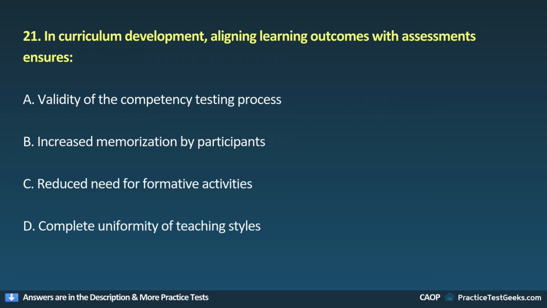21. In curriculum development, aligning learning outcomes with assessments ensures: A. Validity of the competency testing process. B. Increased memorization by participants. C. Reduced need for formative activities. D. Complete uniformity of teaching styles.